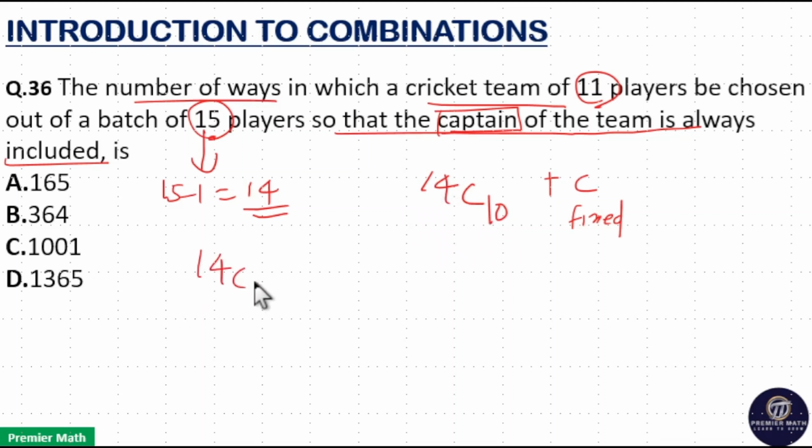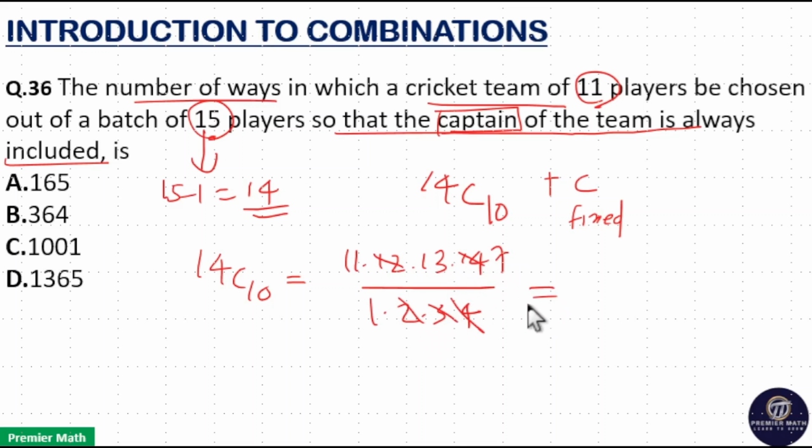So 14C10 is equal to 10 cancel, remaining 11 into 12 into 13 into 14 divided by 4 factorial. 4 into 3 is 12, cancel. 2 goes 7 times in 14. So 11 into 13, 143. 143 into 7 is 1001. So option C is your answer.